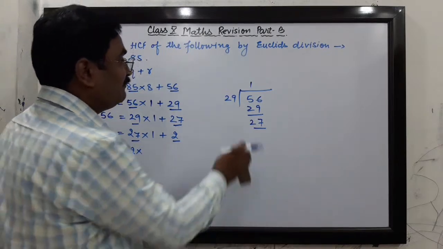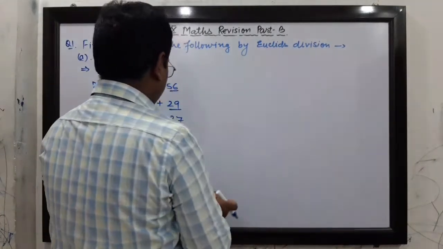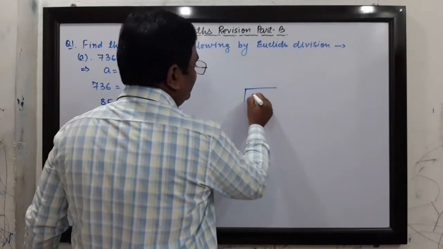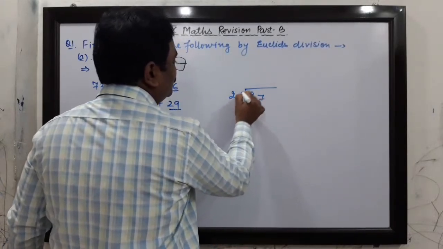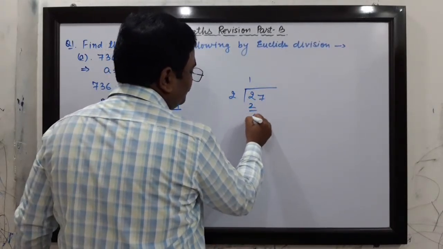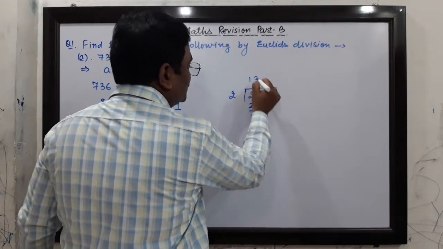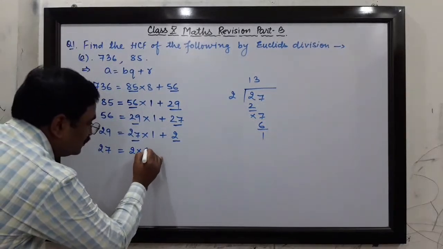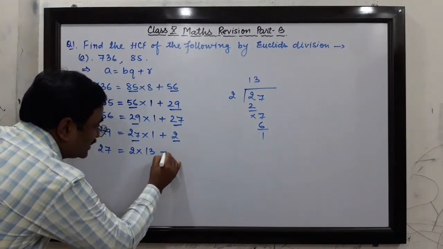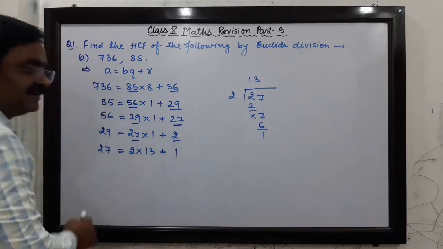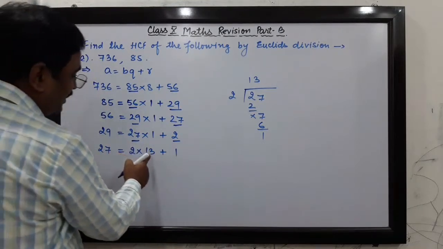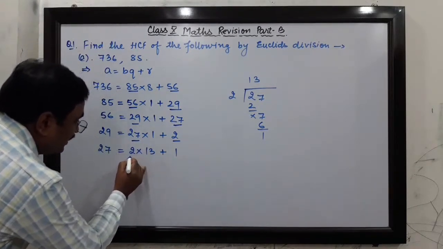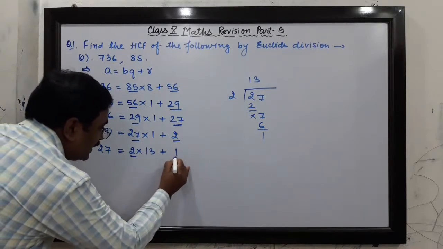Once again, if you have confusion you can divide it. So 27 divided by 2: 2 ones are 2, 7, 2 threes are 6, 1 is remainder. So you will get 2 multiplied by 13 plus remainder 1. Right friends? 2 multiplied by 13 plus remainder 1. Now you got 2 and 1.